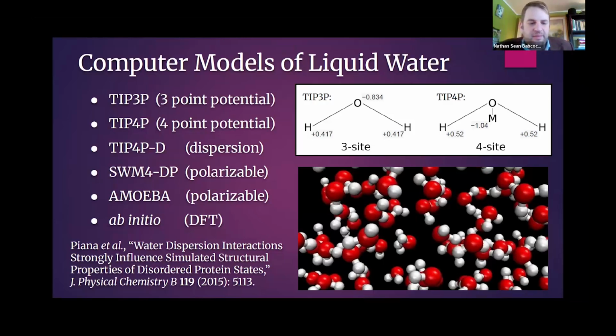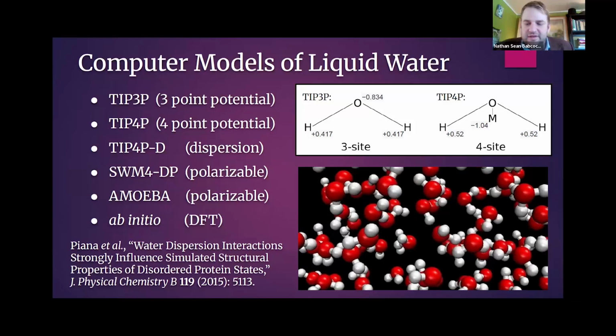Now, there's also a slightly more sophisticated 4-point potential in which, in addition to the hydrogens and oxygen, there is an imaginary atom, called M, placed just below the oxygen. Now the charge is on the M, but this is just a charged part of the system, whereas the mass is still on the oxygen.